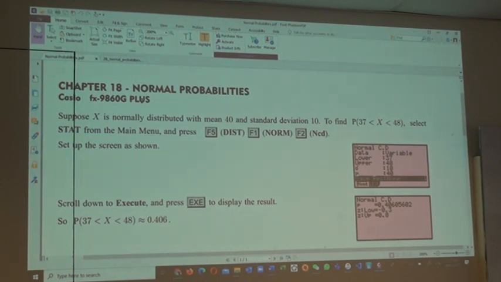Okay, so suppose X is normally distributed with mean 40 and standard deviation 10. To find the probability that the value of X lies between 37 and 48, please use that instruction and make sure you get 0.406. Signify once you are done.